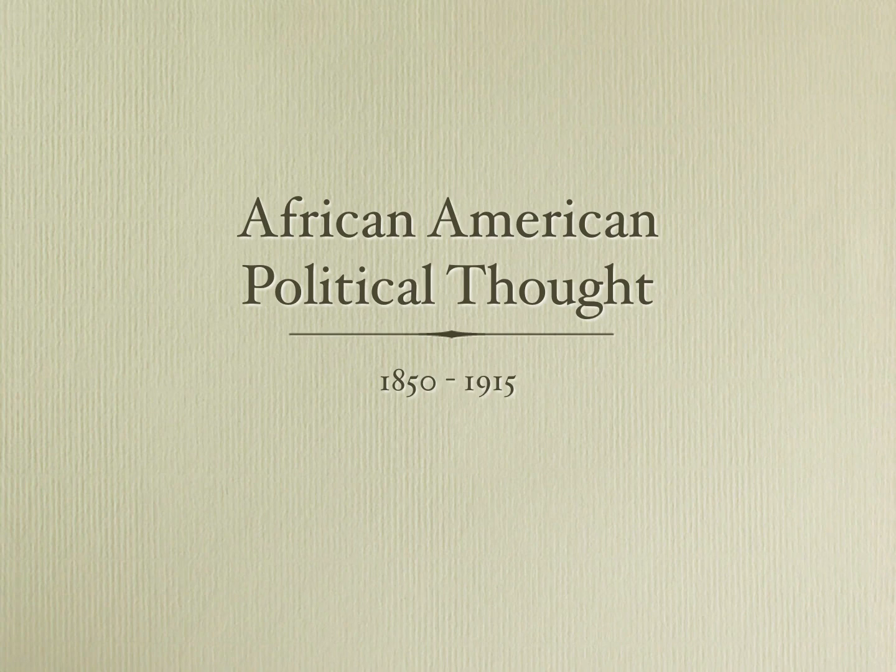The time signature 1850 is generally called the antebellum period, which essentially means before the Civil War. Antebellum. We end with 1915 because this signifies the death of Booker T. Washington, who we'll talk about in just a moment. So now you understand these fundamental dates: 1850, the antebellum period, 10 years or so before the Civil War. The Civil War was fought between the North, the Union Army, and the Confederacy, the Confederate States of America, who tried to break away from the United States over the issue of slavery.